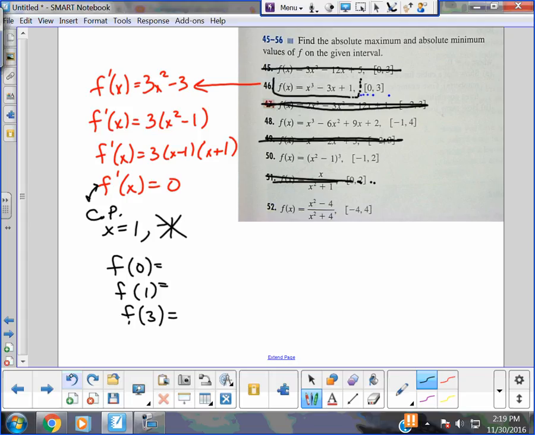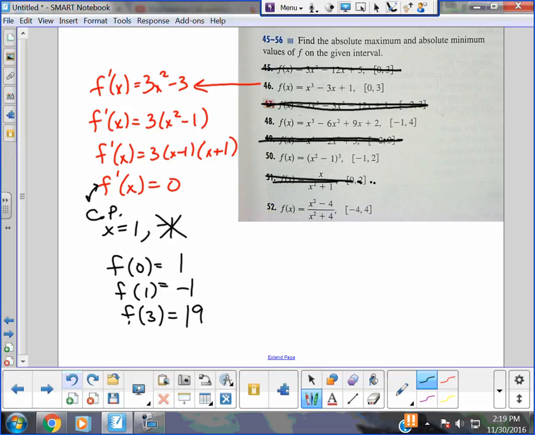Everybody, I don't want to spend time with basic substitution stuff. 0 cubed is 0 minus 3 times 0 is 0 plus 1. The y-intercept is 1. I plug in 1. 1 cubed is 1 minus 3 is -2 plus 1 is -1. And then I plug in 3, and I get the instinct right away that 3 is going to be a big value here, right? 3 cubed is 27, minus 9 is 18, plus 1 is 19.